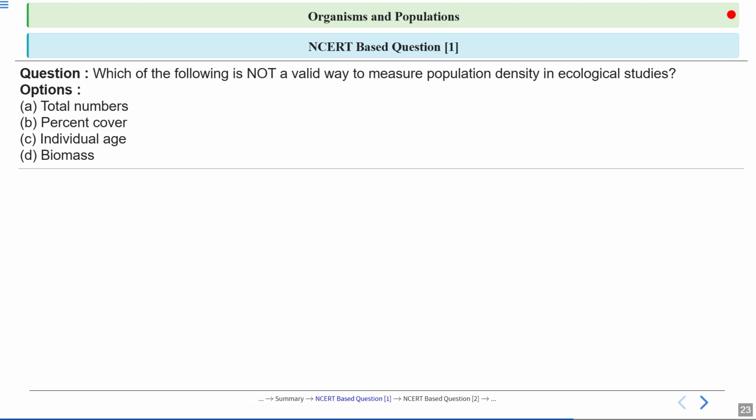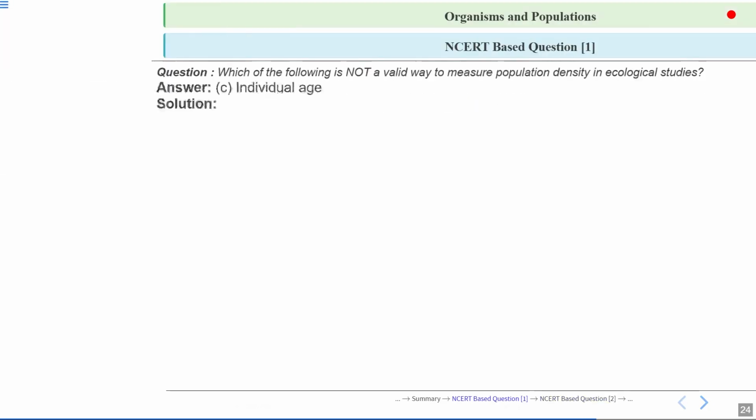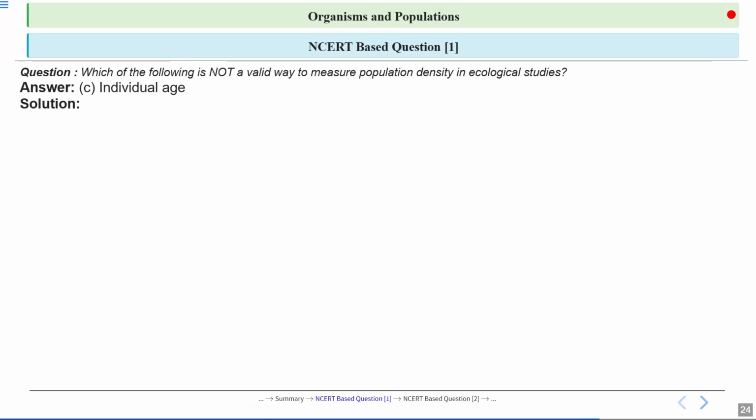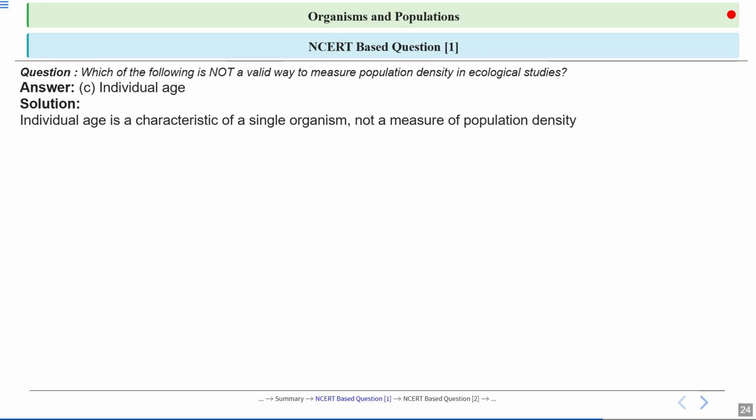Now let's discuss some NCERT based questions. The first question is, which of the following is not a valid way to measure the population density in ecological studies? Option A is total number, option B is percentage cover, C is individual age, and option D is biomass. What is the correct answer? So let's have a look at the answer. Option C, individual age, is the correct answer.